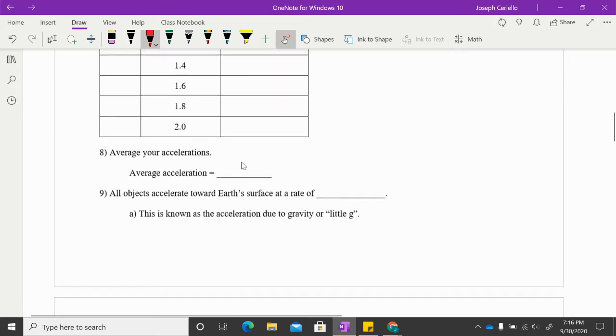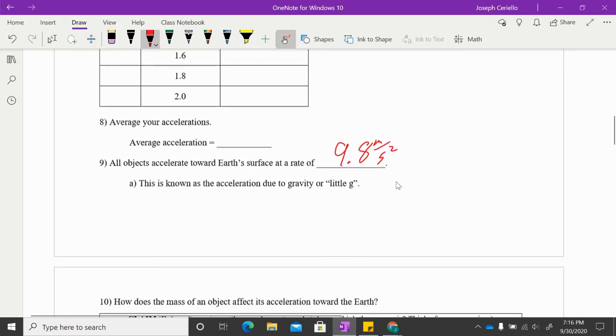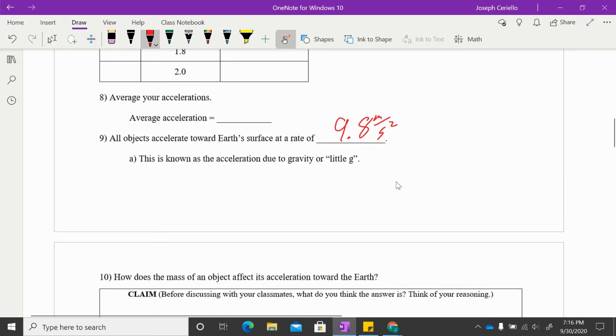Now the accepted value, though most people are getting a number higher than this, the accepted value on your equation sheet is 9.8 meters per second squared. That's the acceleration due to gravity for any falling object. That is on your reference table, and I would highly recommend you go look at that right now and figure out where that is. It's on the top of your reference table on the first page. We call that little g, acceleration due to gravity on Earth.